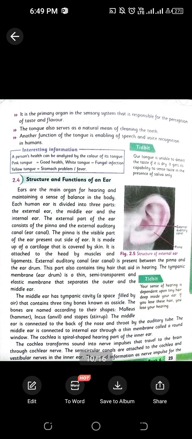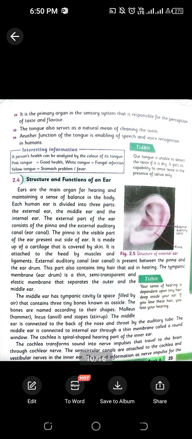Ear is a main organ for hearing and maintaining the sense of balance in our body. Each human ear is divided into three parts: the external layer, the middle layer, and the internal layer. The external part of the ear consists of the pinna and the external auditory canal, the ear canal. The pinna is the visible part of the ear present outside, right?